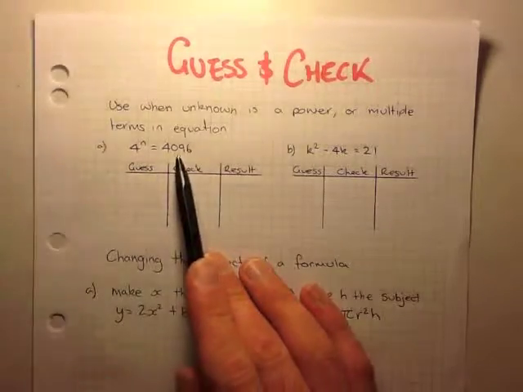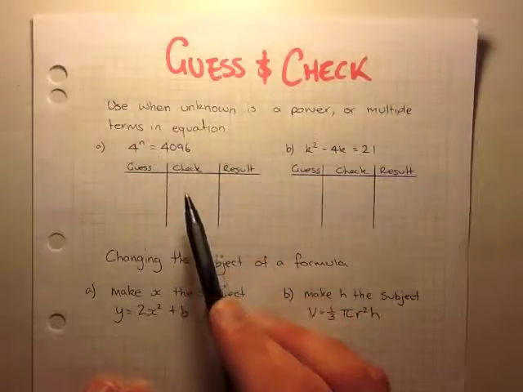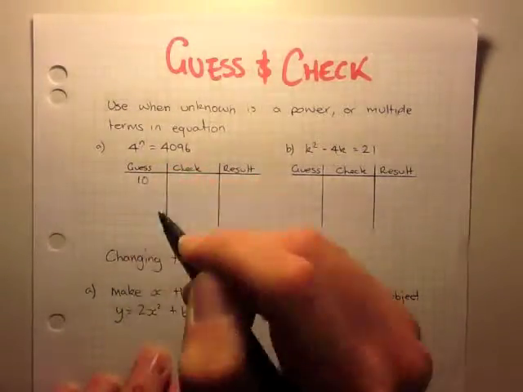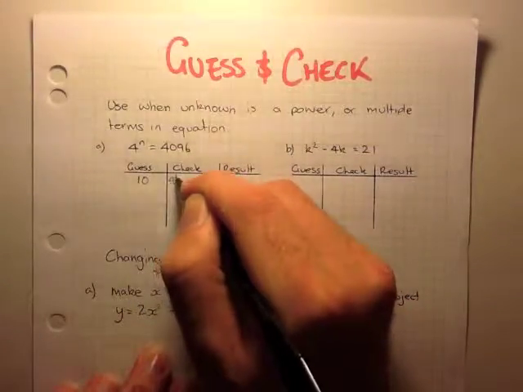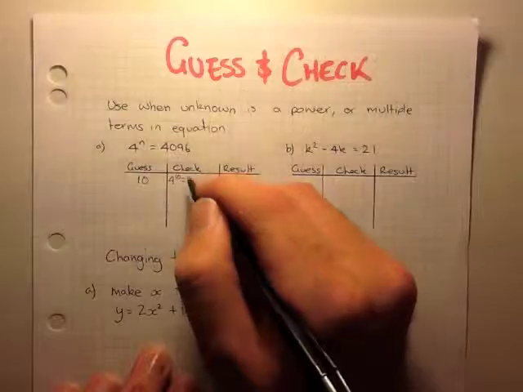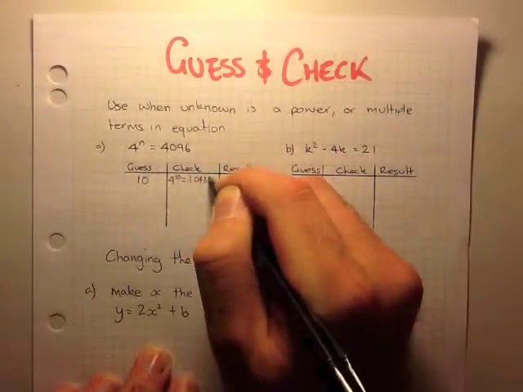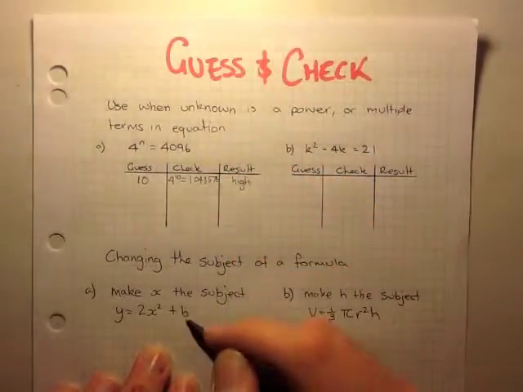So for here we are asked to solve n. So 4 to the power of n equals 4096. First thing I'm going to try, I'm going to have 10. So 4 to the power of 10, and from my calculator that equaled 1,048,576. And that was too high.